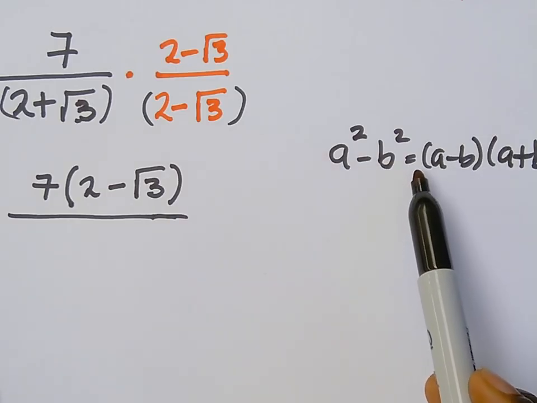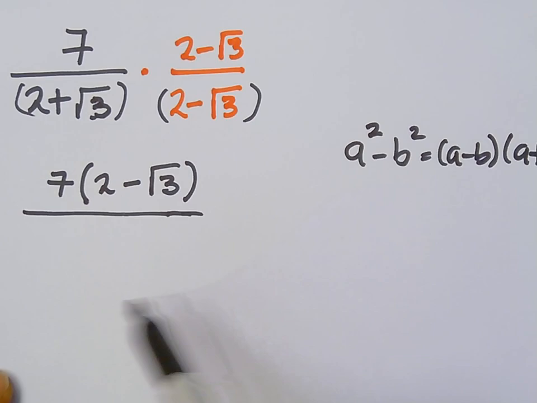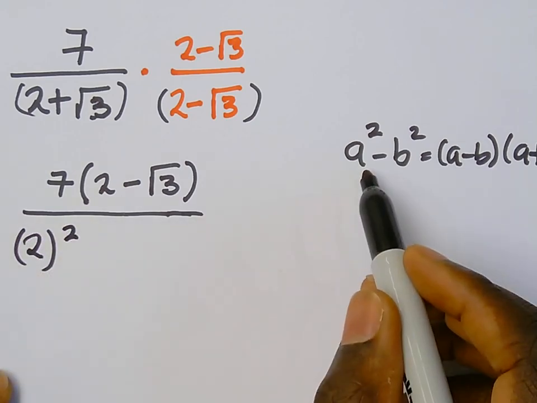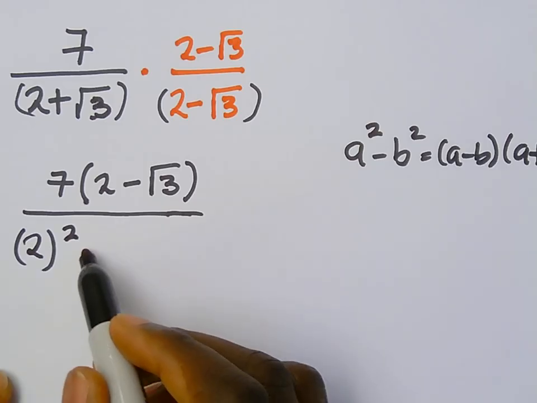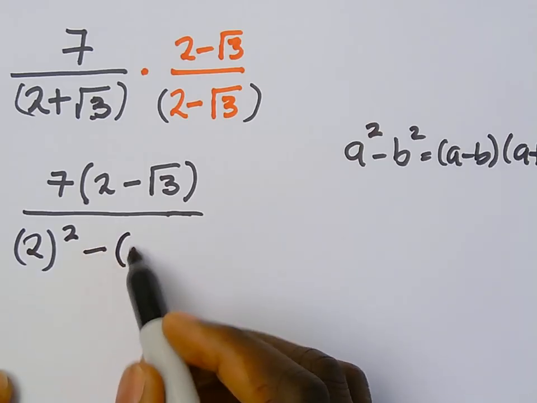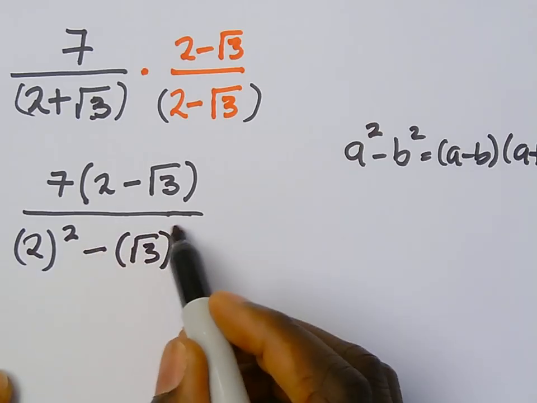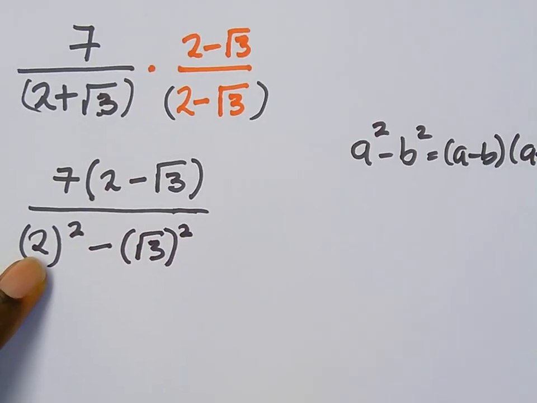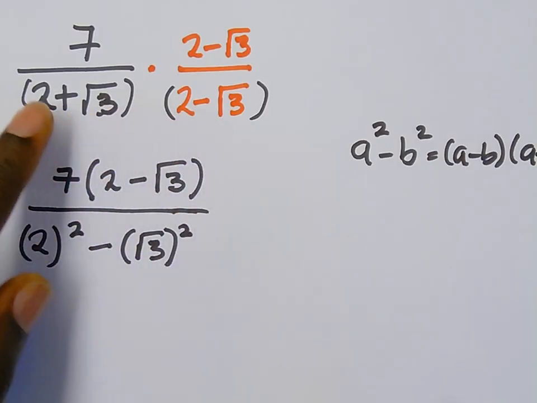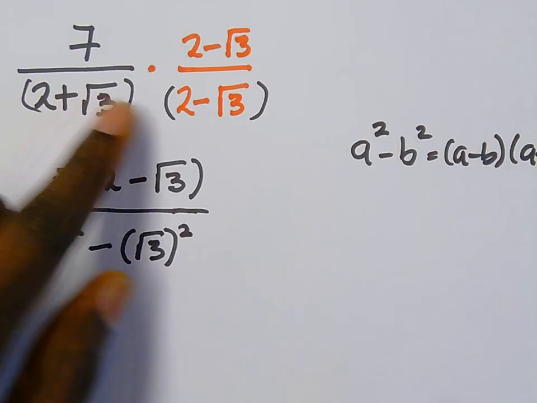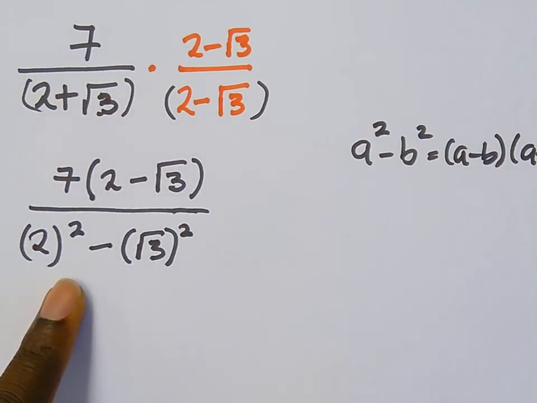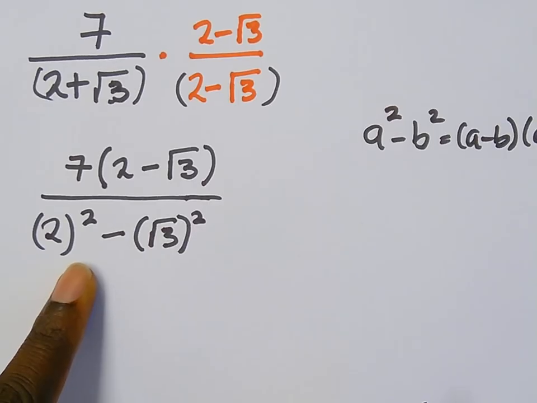So instead of doing the FOIL, I'm going to say 2 squared, which is what I'm doing here, minus b, which is radical 3, so radical 3 squared. Again, this will get you the same answer if you FOIL. If you do 2 times 2, 2 times radical 3, and so on, you end up with the same expression. But this is just a faster and quicker way of doing it.